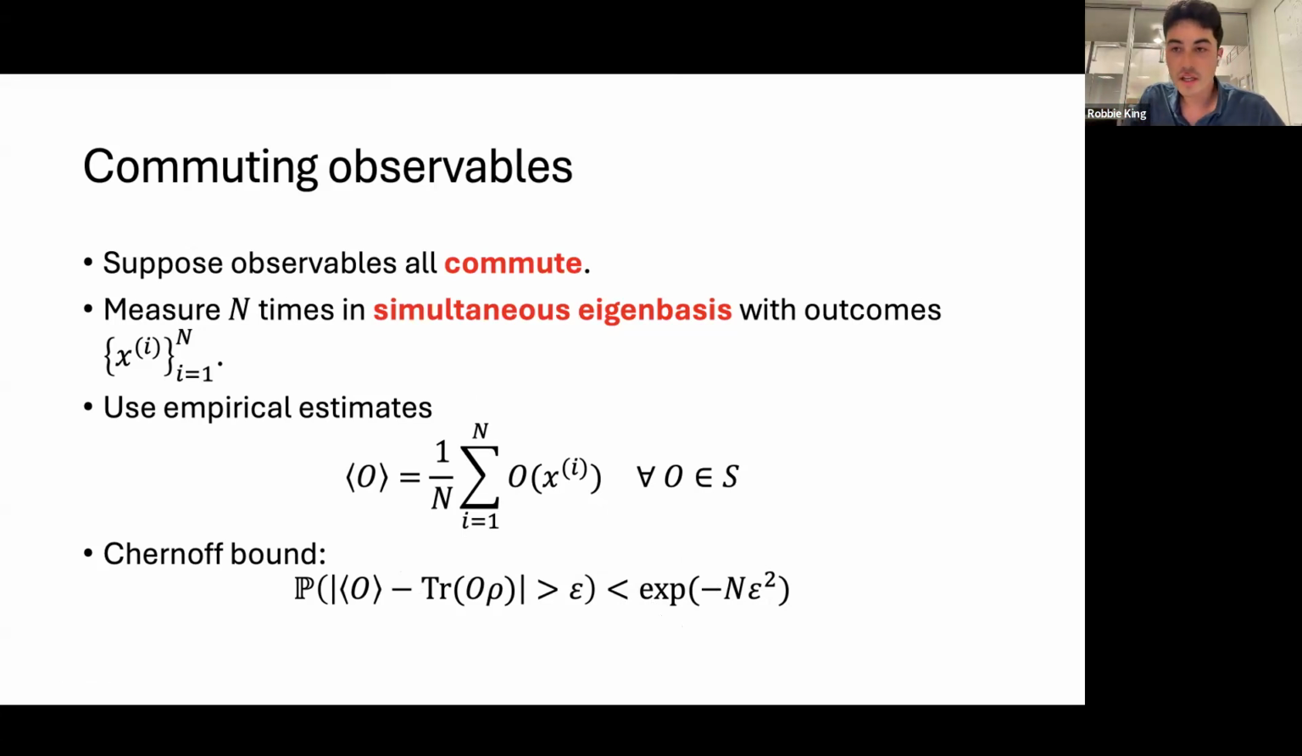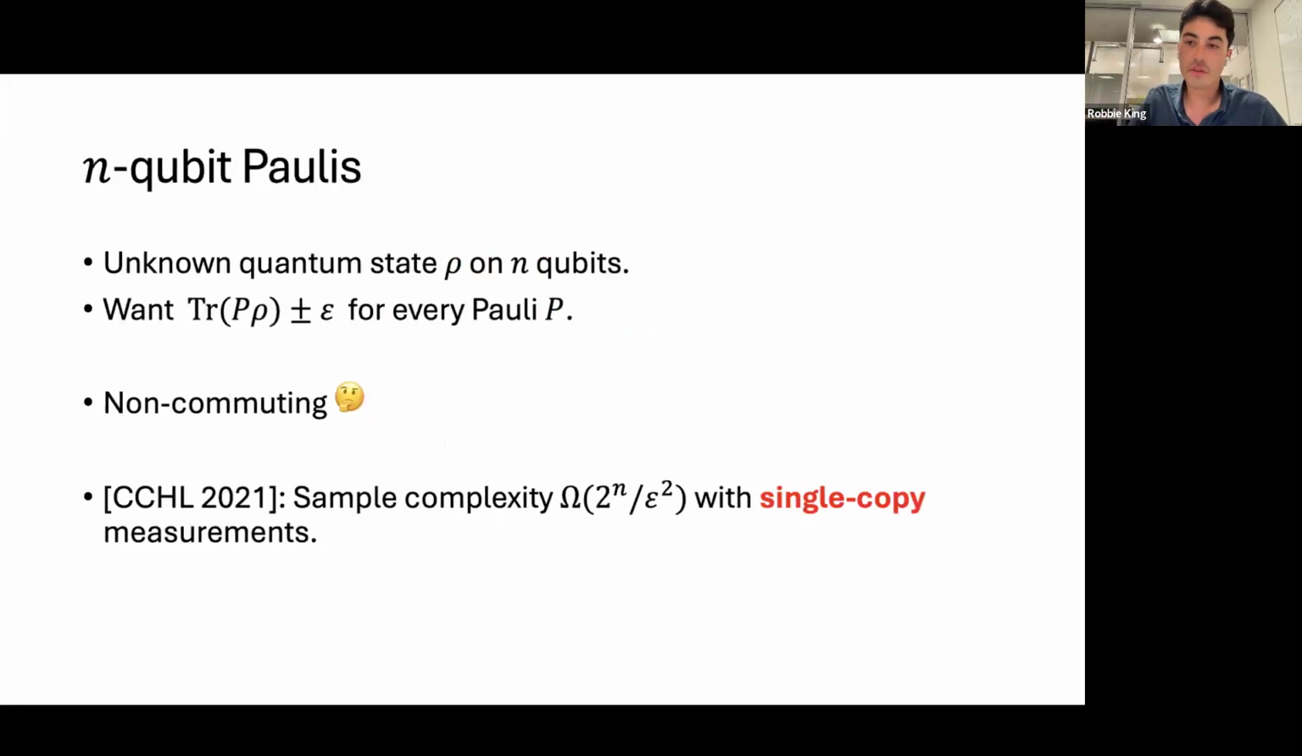Okay, so this is sort of the classical case, so to speak, when the observables commute. So what about a different case? For example, we can consider learning the expectation values of all of the Pauli operators on n qubits. Here the setting is we have an unknown quantum state rho on n qubits, and we'd like to learn the expectation value of every Pauli P, so trace of P rho, to precision epsilon.